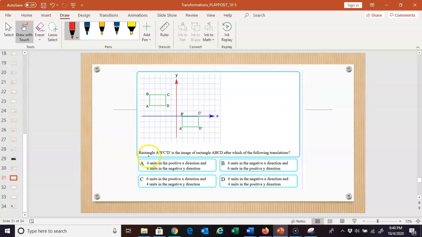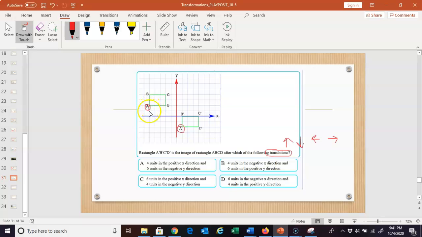All right, rectangle ABCD prime is the image of rectangle ABCD. After which of the following translations? So they're telling you it's a translation. Remember, a translation just goes up, down, left, or right. And we have to figure out what it did. I honestly feel like the easiest way to do that is just to focus on one point. Like I'm just going to look at A and see how did A change? Well, here's the new A.